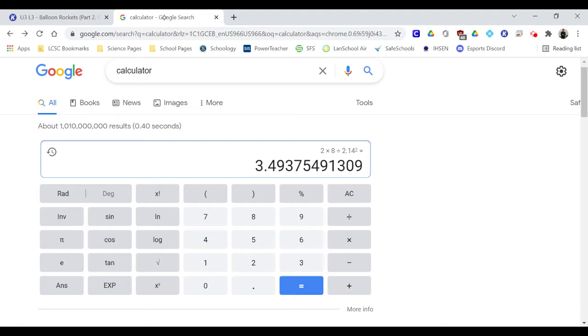So in your calculator, if you take 2 times 8 divided by 2.14, and then divided by 2.14 again, and then hit equals, it should give us the same answer, about 3.49. Hey, and it does. Cool. So either way works. Whatever is more comfortable for you, whatever your calculator works best with.